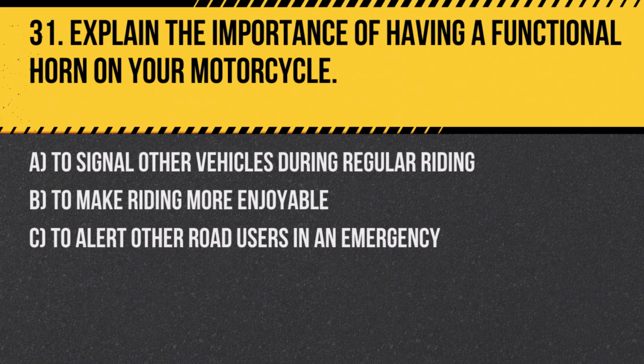Question 31. Explain the importance of having a functional horn on your motorcycle. A. To signal other vehicles during regular riding. B. To make riding more enjoyable. C. To alert other road users in an emergency. Answer C. To alert other road users in an emergency. A horn can be crucial in preventing accidents by alerting others to your presence.